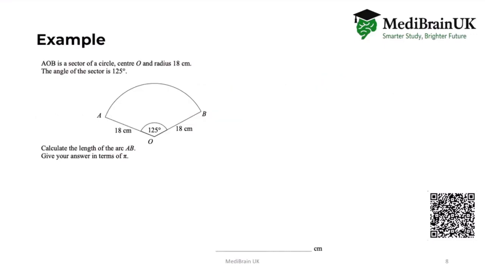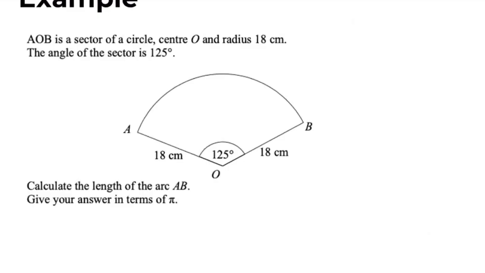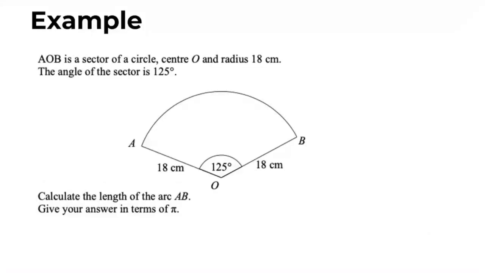So, going through an example, we've got an example over here. It says AOB, that's our sector. We're given a sector, which is just a part of a circle, like a pizza. It has a radius of 18 centimeters. The angle of the sector is 125 degrees. We need to calculate the length of the arc AB. When it says AB, that just means going from A all the way to B. We're going to try to work out the length of that arc. That's our aim. Now, how do we work out the length of an arc?